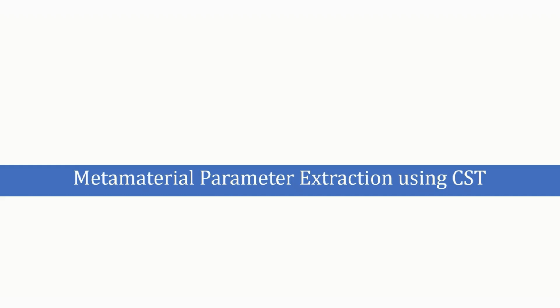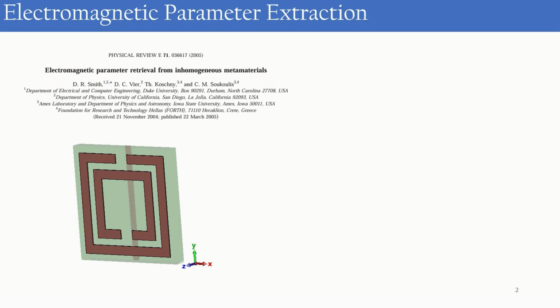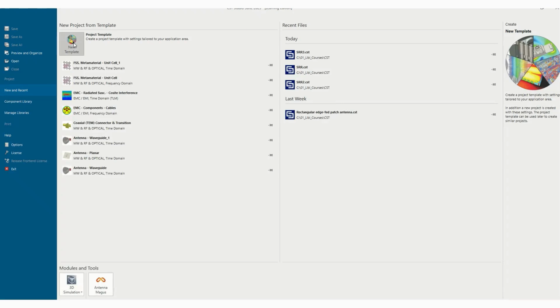One of the main characteristics of metamaterial is negative permittivity and permeability. So it is very important to extract these parameters and analyze them. In this video, we are going to see how these parameters can be extracted using CST. I have taken D.R. Smith's electromagnetic parameter retrieval from inhomogeneous metamaterial paper as the reference. I will put the link in the description.